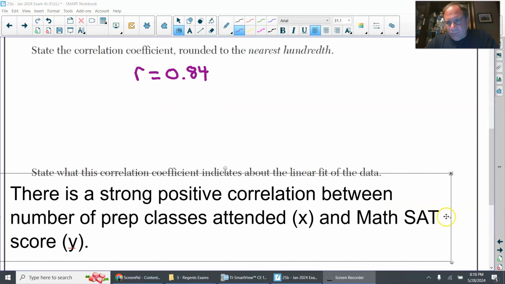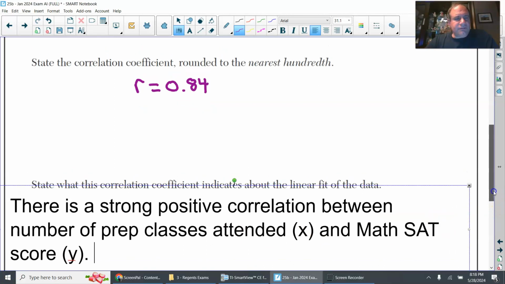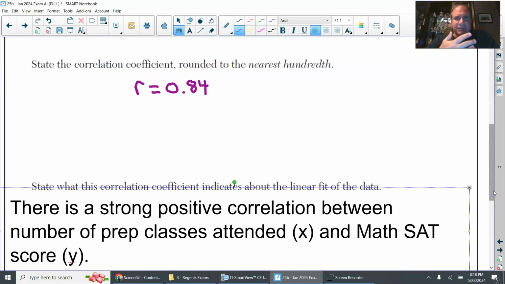Okay, sorry about that cough. So this is really what the correlation coefficient indicates about the linear fit of the data. There is a strong positive correlation between the number of prep classes attended, x, and the math SAT score, y.